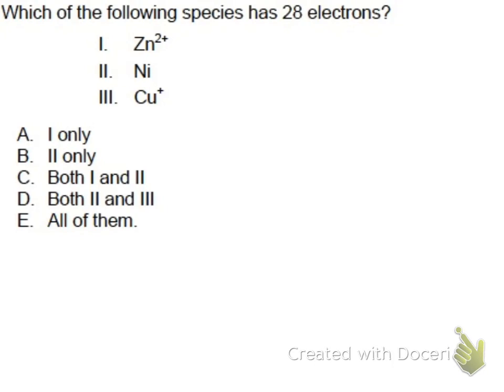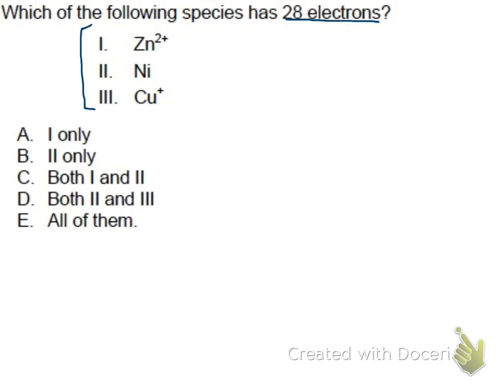The first step in any problem is to decide what's being asked of you and what you're being given. What information do you have in order to solve the problem? In this case, we're being asked for what species has 28 electrons. And then we're, of course, given these three species to choose from.